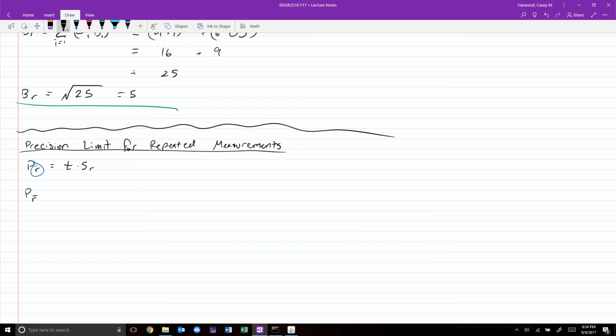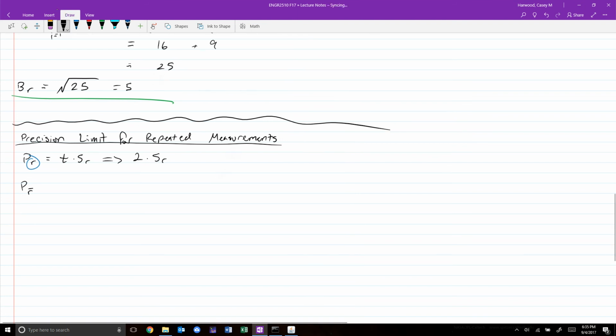This is known as the precision limit on the mean value of R. I should mention here, I left it unsaid that in this class, T is going to be equal to 2, so this is 2 times S sub R. So P sub R bar is equal to T times S sub R bar, where S sub R bar is known as the standard deviation of the mean.